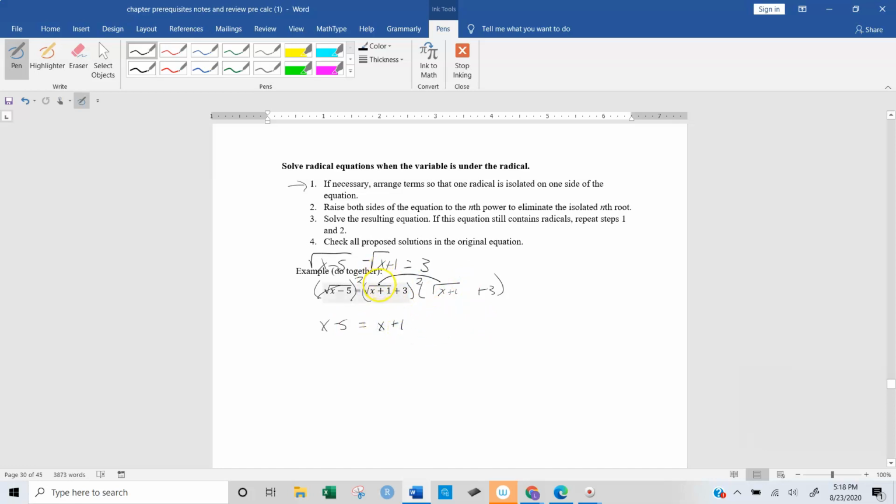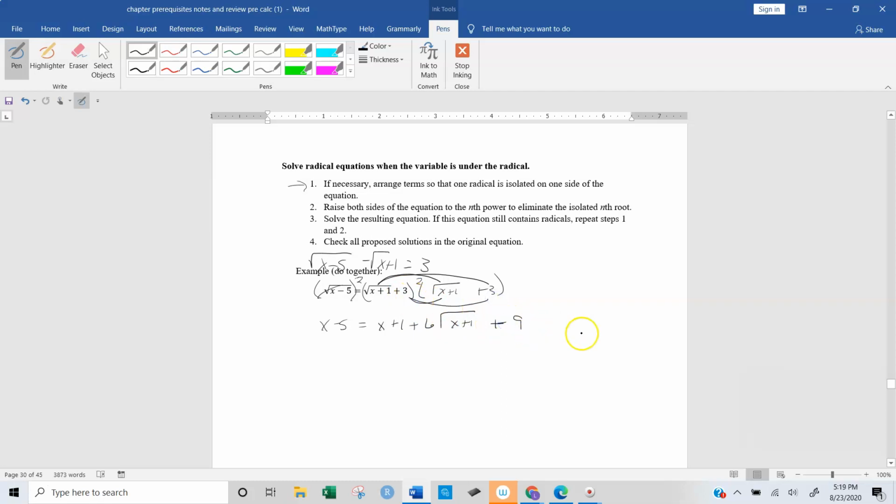But the next one, now you have 3 square roots of x plus 1, and then you have another one, because remember you're squaring, so you're really doubling this. So that's 6 square roots of x plus 1, plus your last term, which is 3 times 3, which is 9.